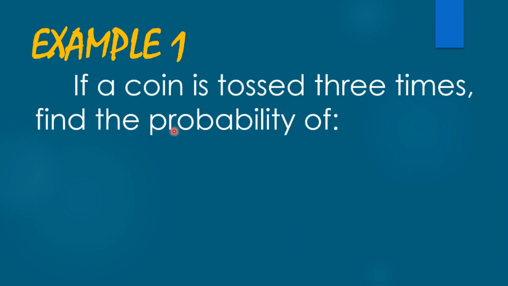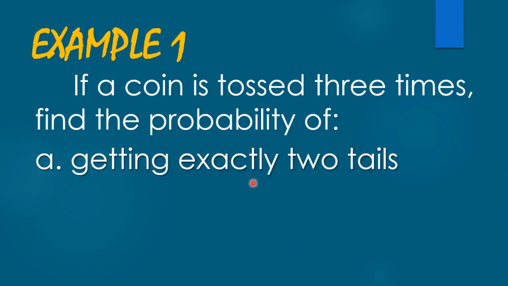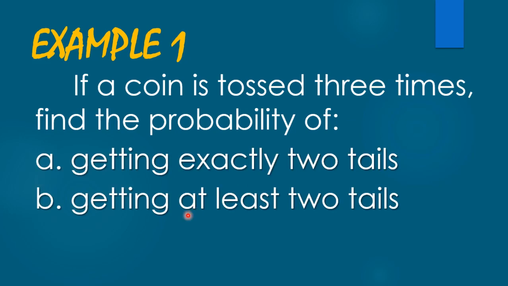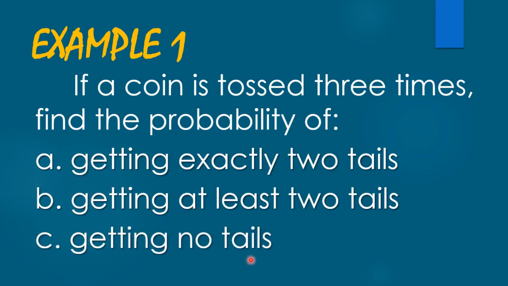Let us have example number 1. If a coin is tossed 3 times, find the probability of getting exactly 2 tails, getting at least 2 tails, and getting no tails. So the condition here, we have to toss our given coin 3 times.